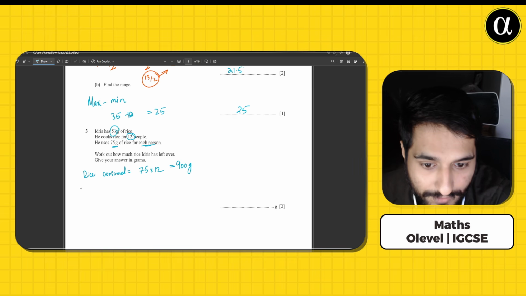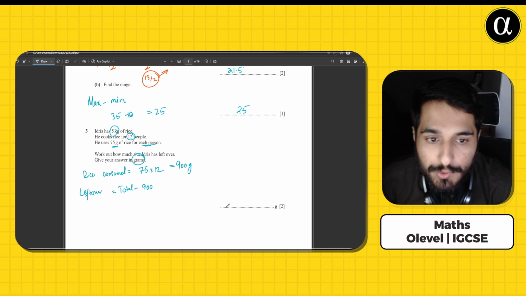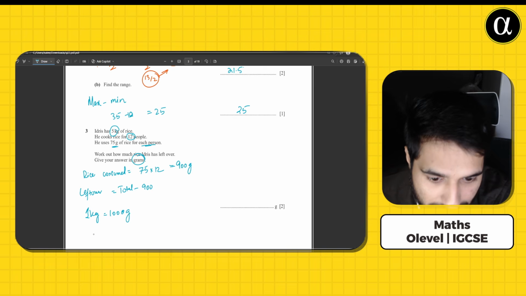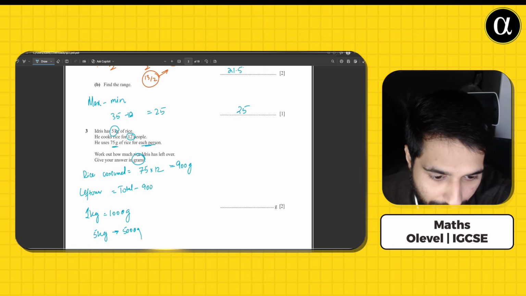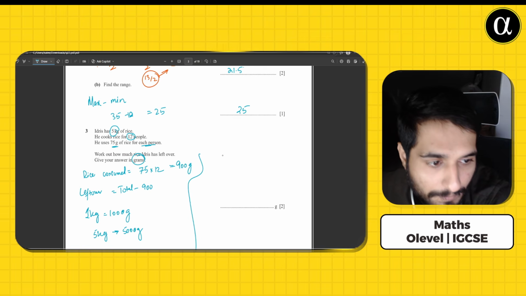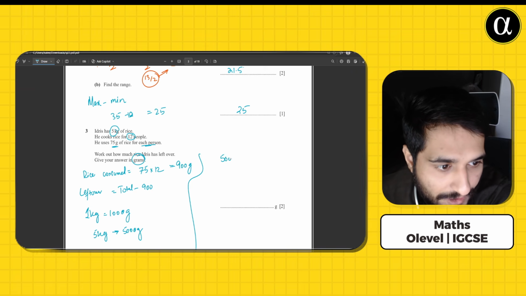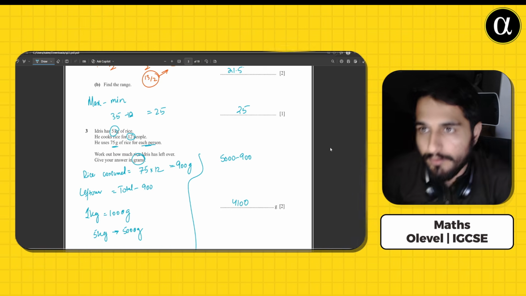To find the leftover, we are going to do total minus 900 grams, and we're supposed to answer in grams as well. So we will have to convert this 5 kg into grams. We know that 1 kg is equal to 1000 grams, hence 5 kg would be equivalent to 5000 grams. The leftover mass of this rice would be 5000 minus 900, and the answer should be 4100 grams.